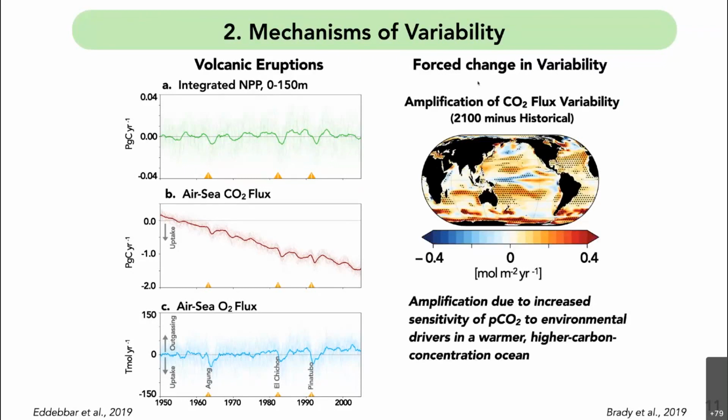The other study of variability that large ensembles are uniquely positioned to address is how variability changes over time. And this is particularly useful for nonlinear systems like that of carbonic chemistry. So this figure shows the amplification of CO2 flux variability in the future relative to the historical. And this occurs because the partial pressure of CO2 in the surface ocean becomes more sensitive to environmental variables as the world warms and as the background concentrations of carbon increase.